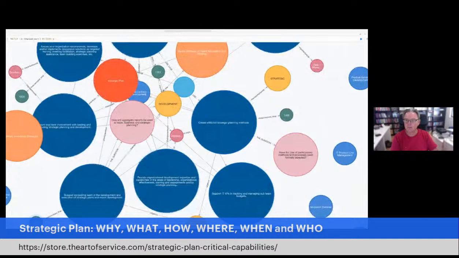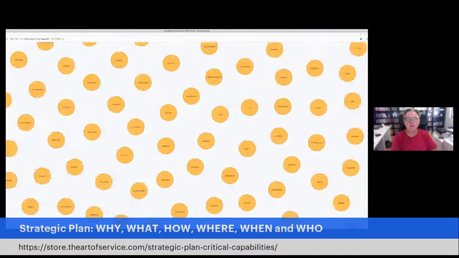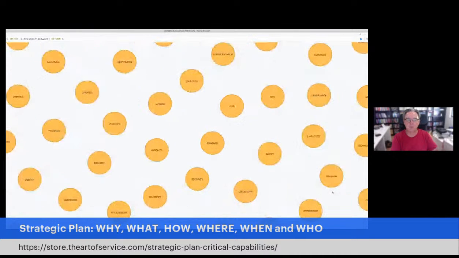Right. Now let's have some fun with the word cloud. And the word cloud, those are those words, especially with a strategic plan. If I'm starting out with a strategic plan, I don't really know what to focus on. I want to get discussion going in the management team. This word cloud is really helpful with that.